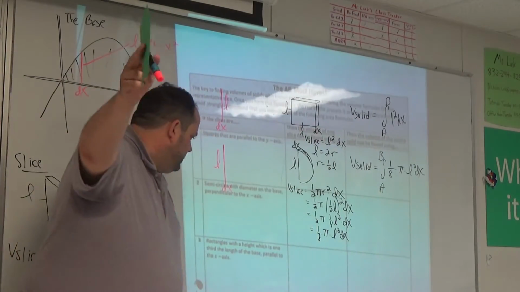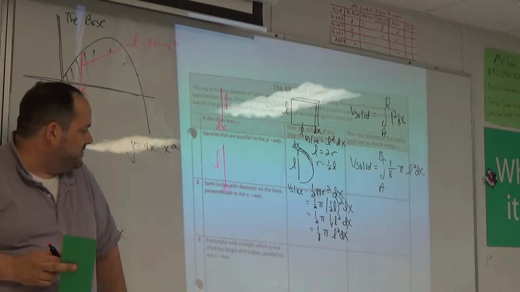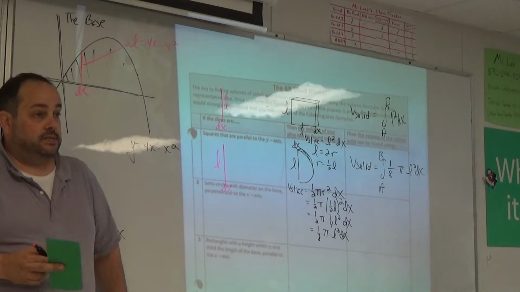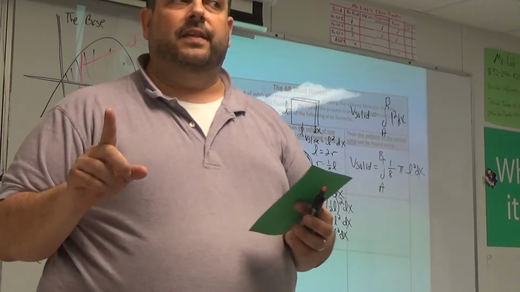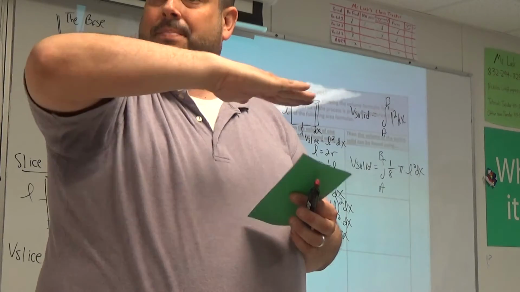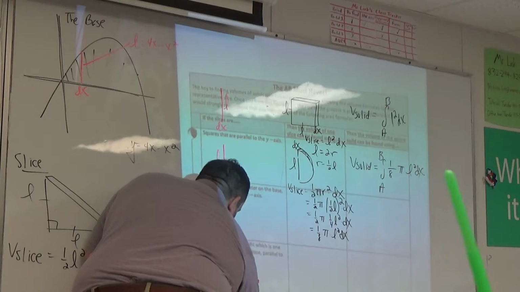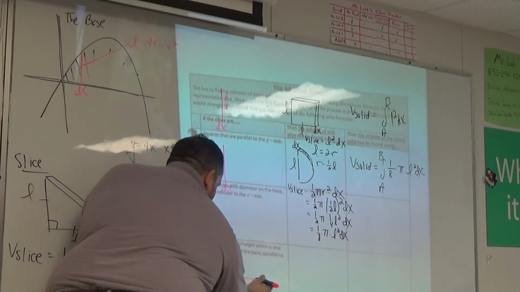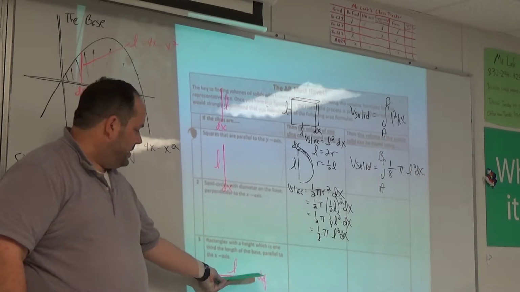All right, Jennifer, Jose, and all the friends. Rectangles with a height which is 1/3 the length of the base, parallel to the x-axis. Parallel to the x-axis. Which way? Parallel to the x-axis. dy. If I'm going this way, it has to be dy. So whatever that length is, I'm just going to call it L, and it's dy.